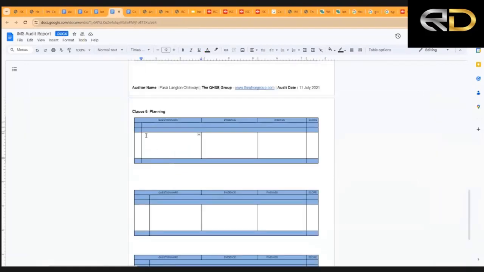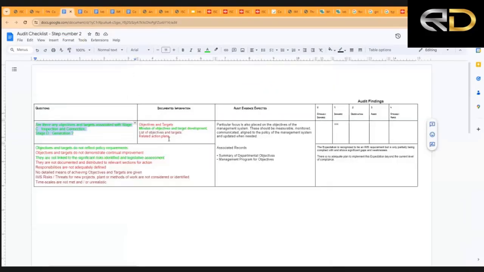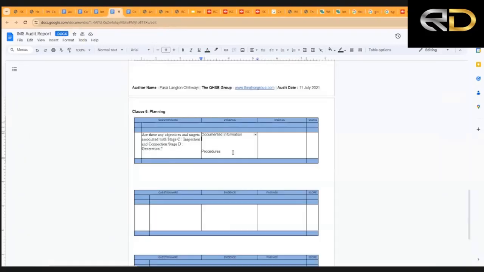This was my line of inquiry. I said, are there any objectives and targets associated with stage C and stage D? That is my line of inquiry. So what exactly is the audit evidence? Audit evidence is made up of documented information, and also of procedures. So for documented information, this is what I did. You come over here, and these are the documents I have reviewed.